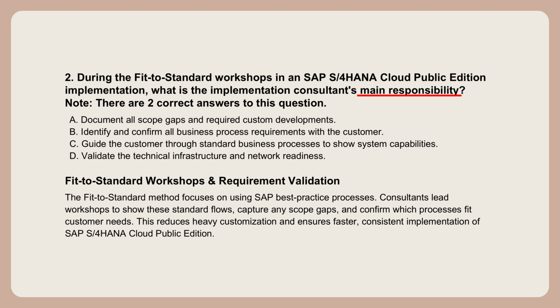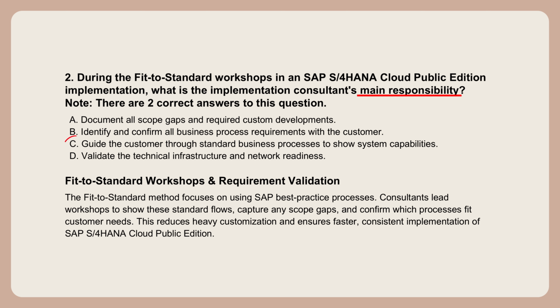So first, their core duty is clear. They have to guide the customer through the standard business processes. Show them how it should work out of the box. Exactly. Demonstrate the SAP best practices. Show what the system can do as is. This helps confirm what fits and what doesn't. They're essentially selling the benefits of sticking to the standard. Okay, makes sense. Show the standard house, see how the furniture fits. But if they're pushing the standard so hard, isn't there a risk they might gloss over things that don't fit? What's the other side of that coin?